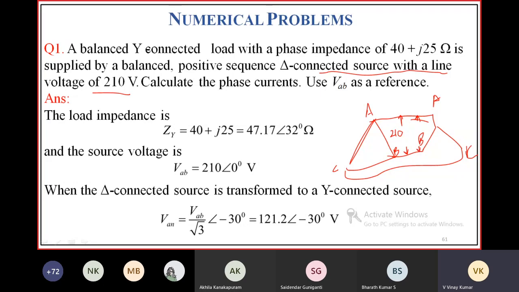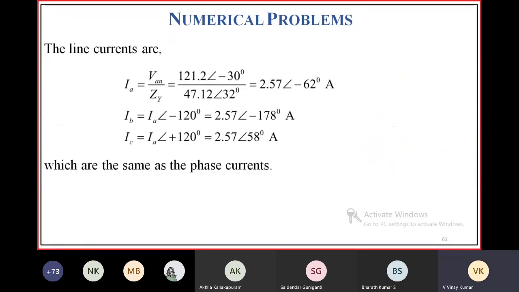So you find phase voltage first. That phase voltage is equal to 210 at an angle of 0 degrees by root 3. You get phase voltage at an angle of minus 30 degrees. So phase voltage lags line voltage by an angle of 30 degrees. If it is 0 degrees, add minus 30 degrees. IA is VAN by Z.